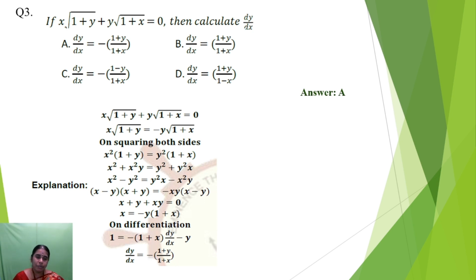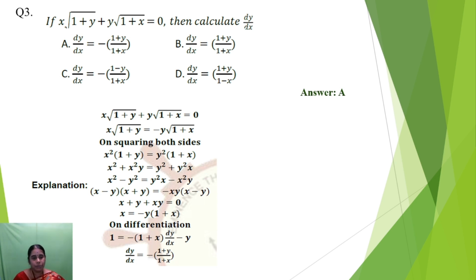The given equation is in terms of a root, so taking logarithm is not possible. But we can still solve this equation by treating it as a root, though it is a little bit difficult. First step, we square on both sides and then differentiate. On squaring, we get x square into 1 plus y is equal to y square into 1 plus x square, and the root gets cancelled.